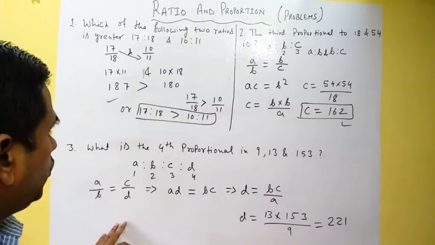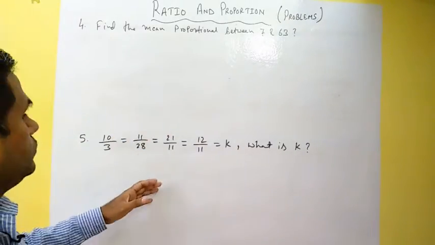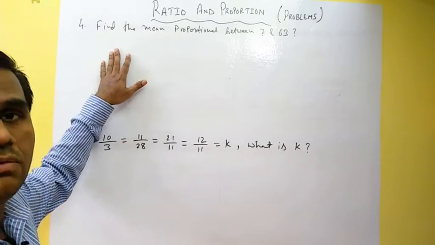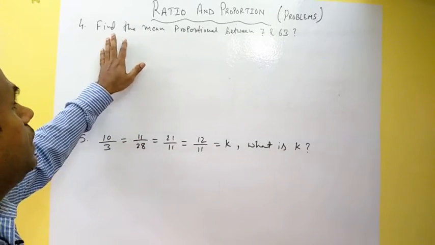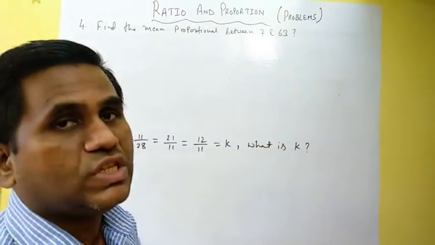Now we will solve two more problems, friends. So friends, I'm back with the two more questions. Let us solve the fourth question. In the fourth question, it says find the mean proportional between 7 and 63.